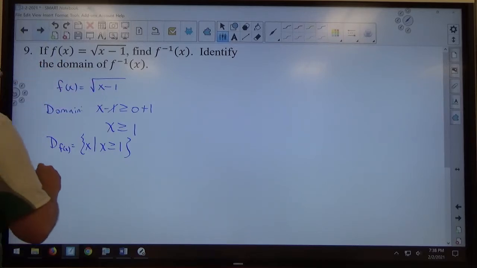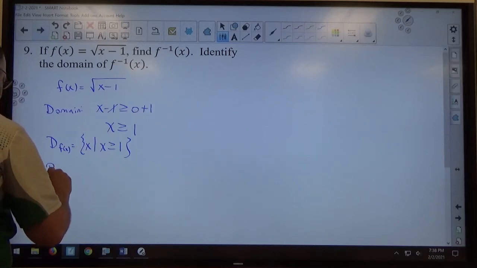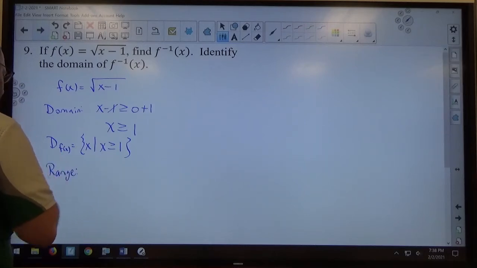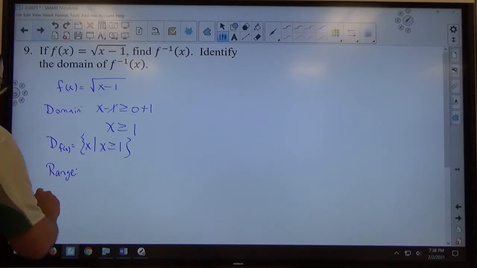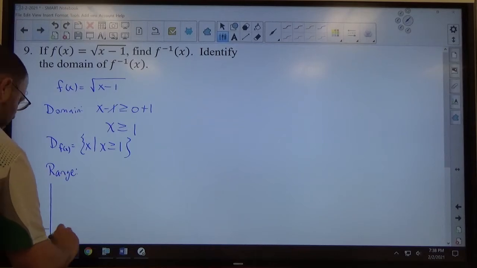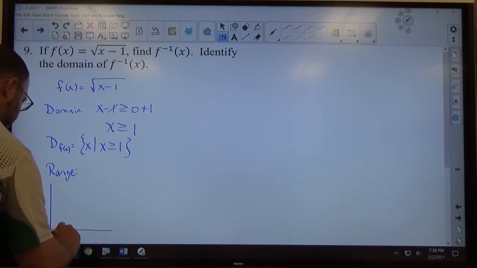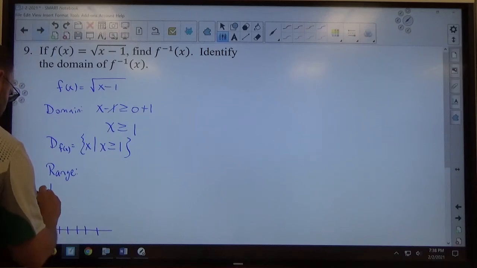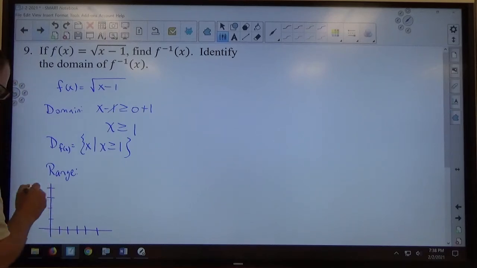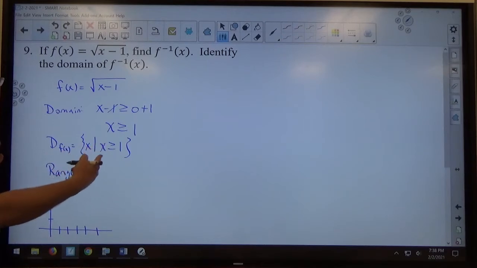The range, best way to find range is to graph. And once I've established the domain, I'm only going to pick numbers bigger than or equal to 1. And I don't even have to draw it on graph paper. I can just sketch it out a little bit here. Kind of draw it to scale, but it doesn't have to be perfect. Okay, I'm going to pick numbers that look like this. And the very beginning number, the first number in the interval is 1. So I'm going to put 1 in.